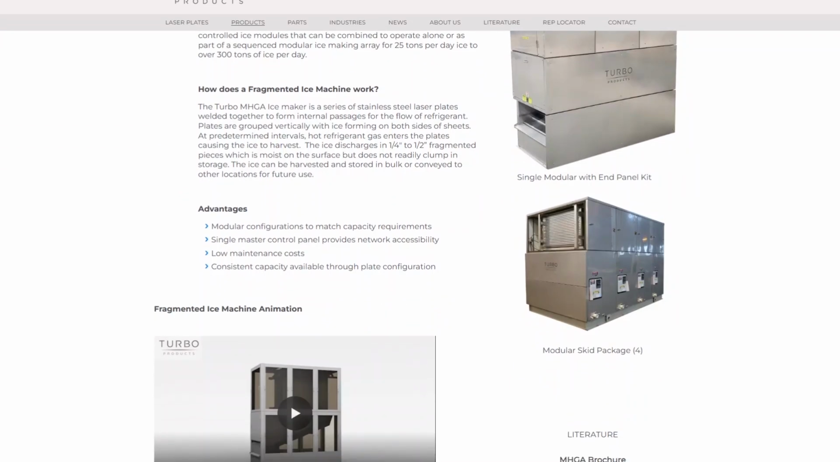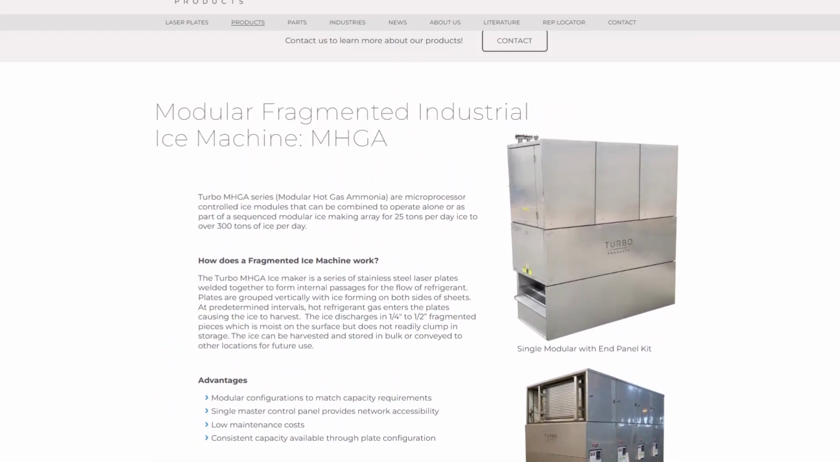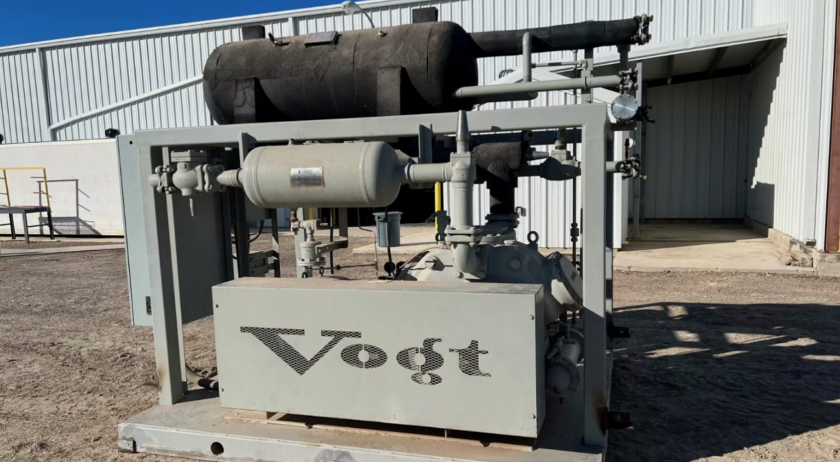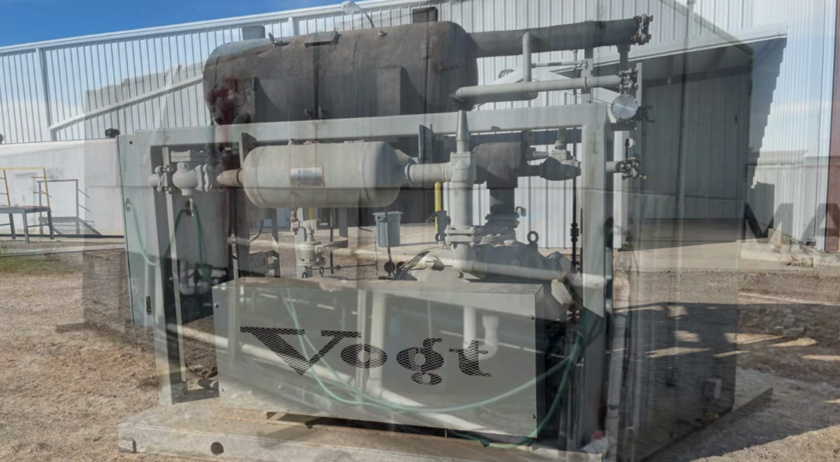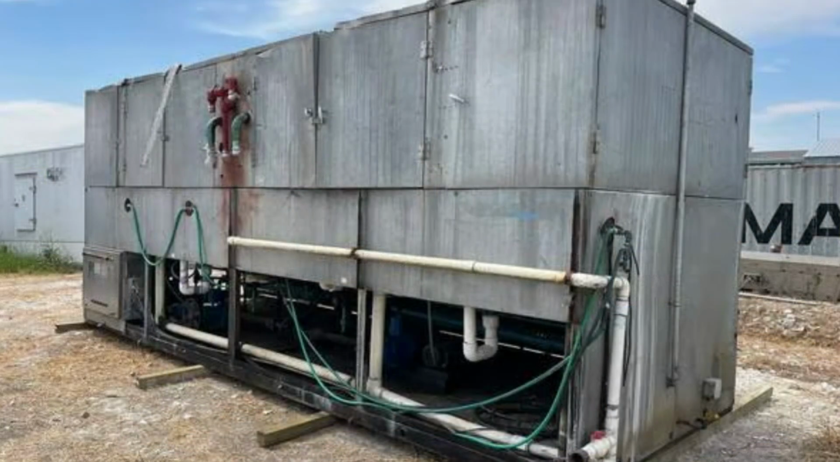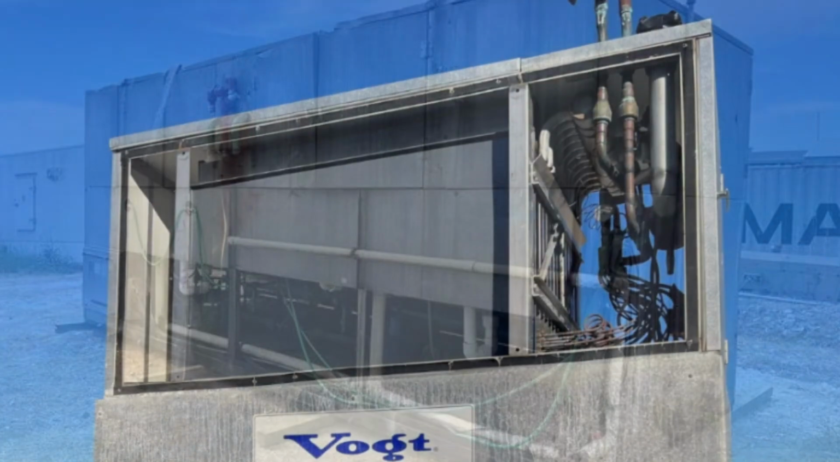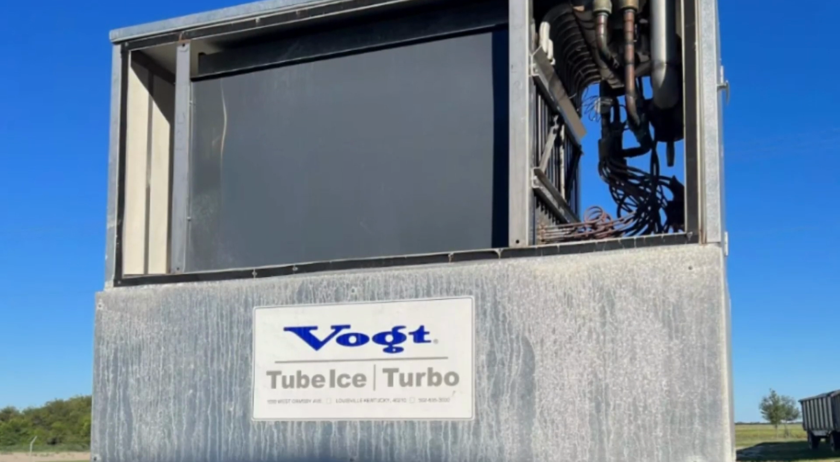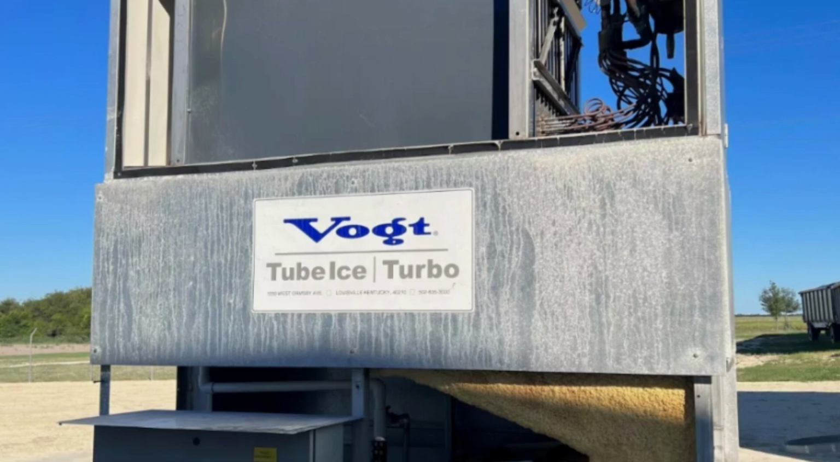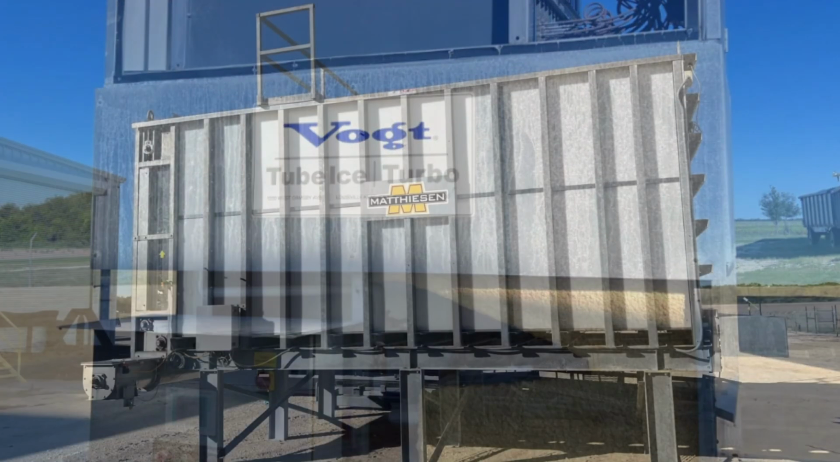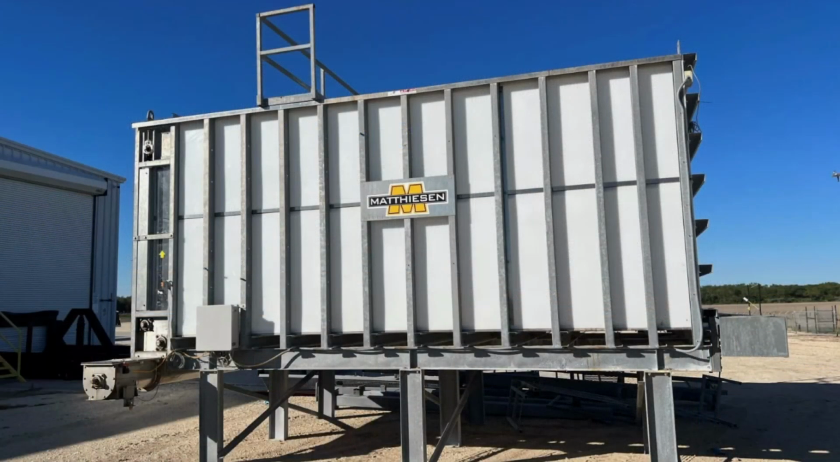The temperature of the plates causes the water to freeze into a thin layer of ice. The process continues until the ice reaches the desired thickness. At that point, a defrost cycle is triggered, which loosens the ice sheet, which falls off the plate. The ice sheet may then be broken into smaller pieces for use or storage. This cycle repeats continuously, producing a steady supply of ice.